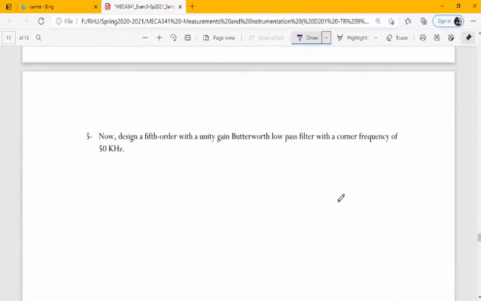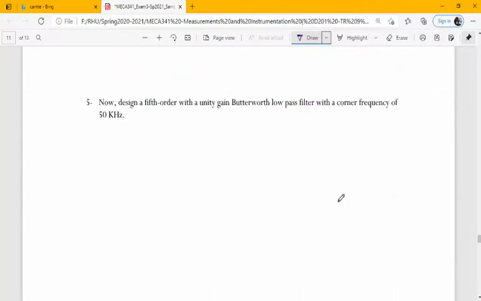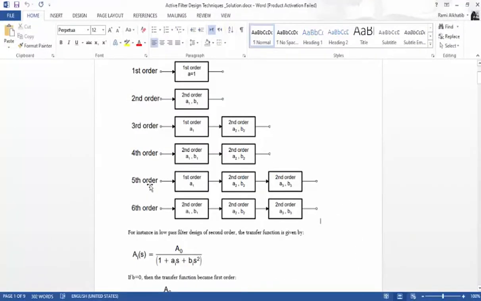Okay, now you are asked to design a fifth order unity gain Butterworth. Again, unity gain, I mean, we have a unity gain feedback of 1. Design a fifth order. If we return to the table, in order to design a fifth order, we need a first order cascaded with a second order, cascaded with a second order. Okay, this is the fifth order.